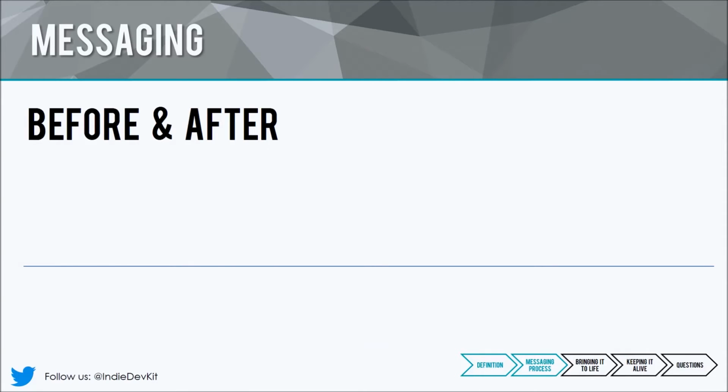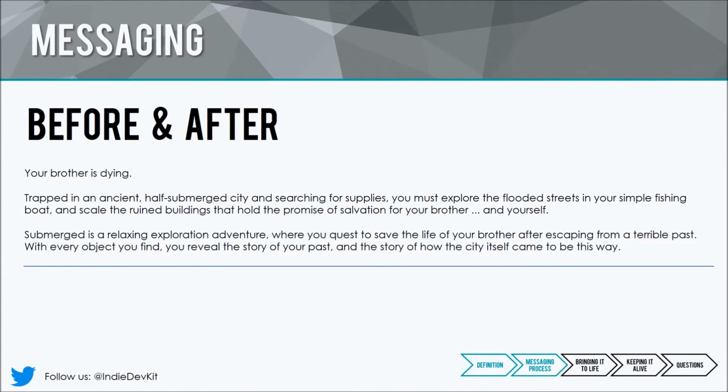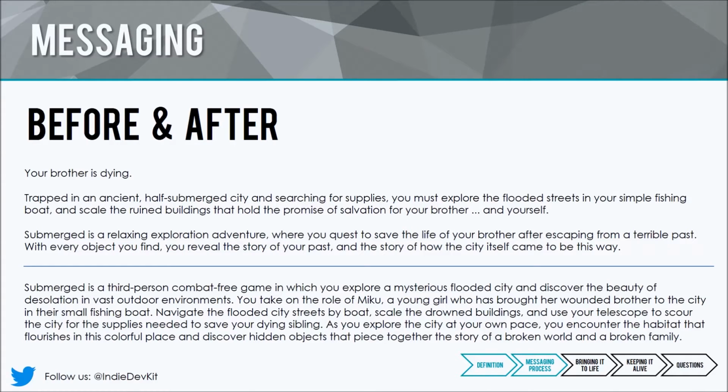This is the original description the team had drafted before going through the process, and this is the paragraph we just ended up with. So let's go a little bit CSI here. The first thing I read is your brother is dying. This information was very important to the team because they wanted to establish that story, that relationship, and it's the player's core purpose. But remember the definition of the messaging process.